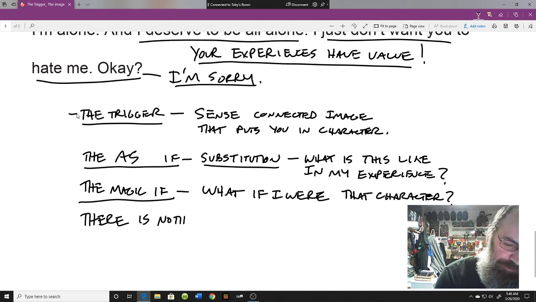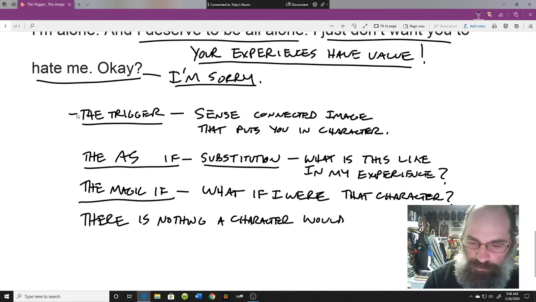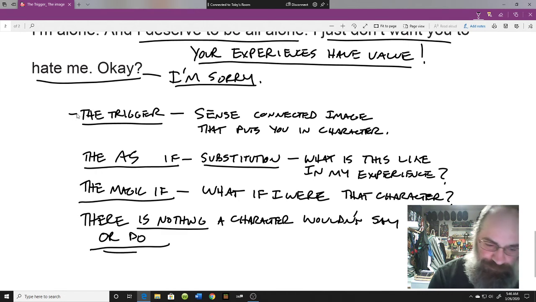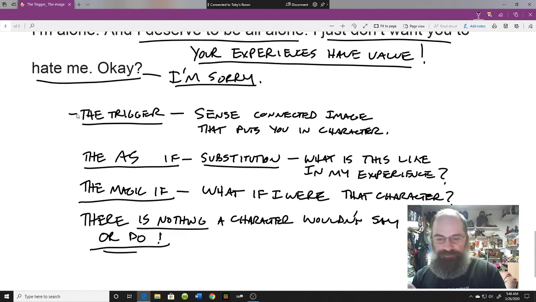There is nothing a character wouldn't say or do. As soon as you say, well, my character wouldn't do that, you're shut down. There's nothing a character wouldn't say or do under the right circumstances. Under the right circumstances, you might steal. You might have to defend your life with deadly force. You might have to lie. You might have to let someone down. You might have to make yourself vulnerable. Under the right circumstances, there's nothing a character wouldn't say or do.